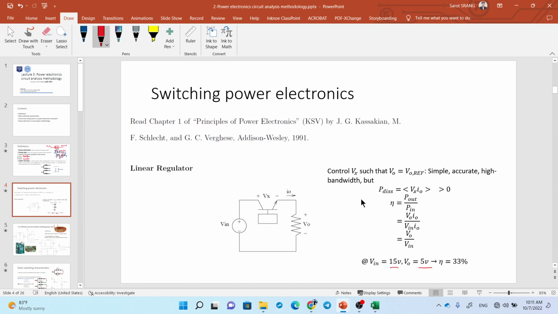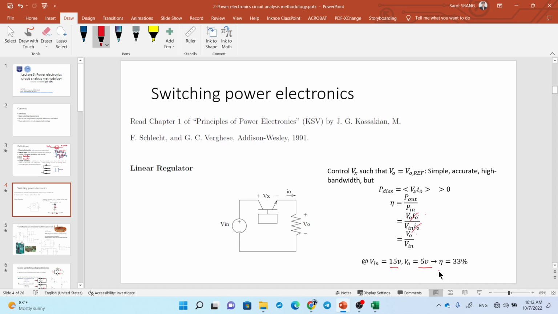So from the calculation here, the efficiency is the power of the output divided by the power of the input, or voltage times current for the output over voltage times current for the input. Because the circuit is in series, the input current and output current are the same. So you can cancel them out, and you just get the ratio between the output voltage and the input voltage.